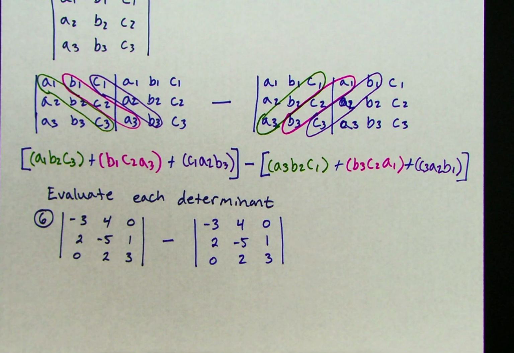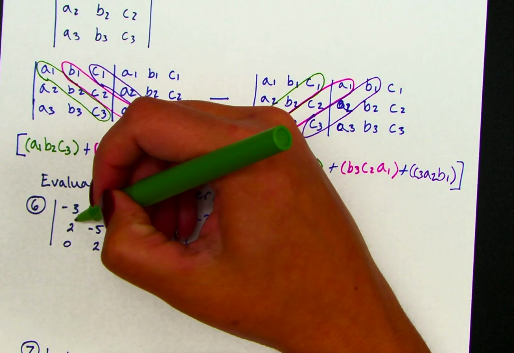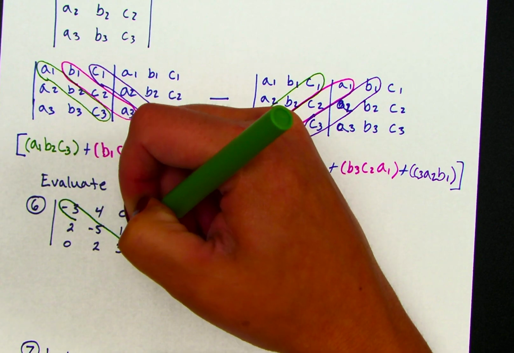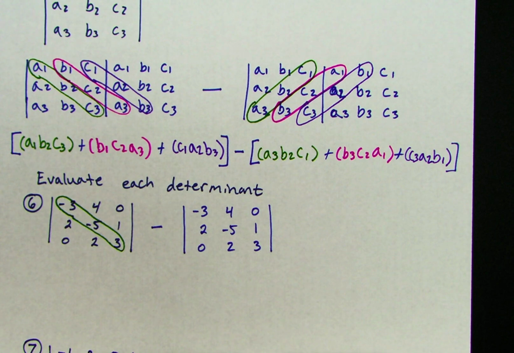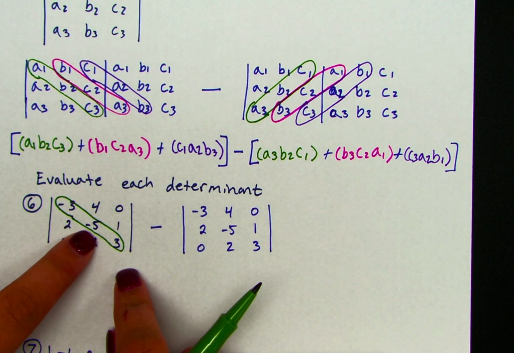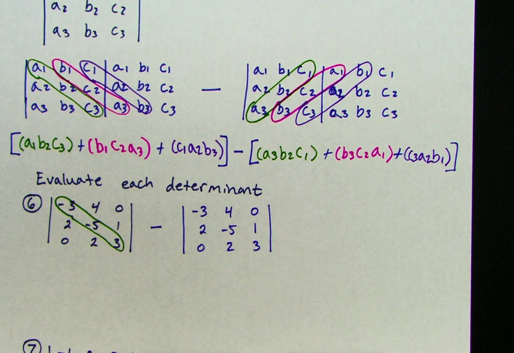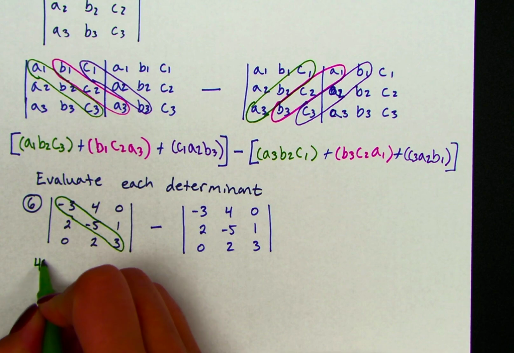So when we start, we're always going to start down the middle. So we're going to multiply negative 3 times negative 5 times 3. And you don't have to write that out. You can just do that multiplication. So this is going to be 15, and then 15 times 3 is 45. Okay, so my first number is 45.